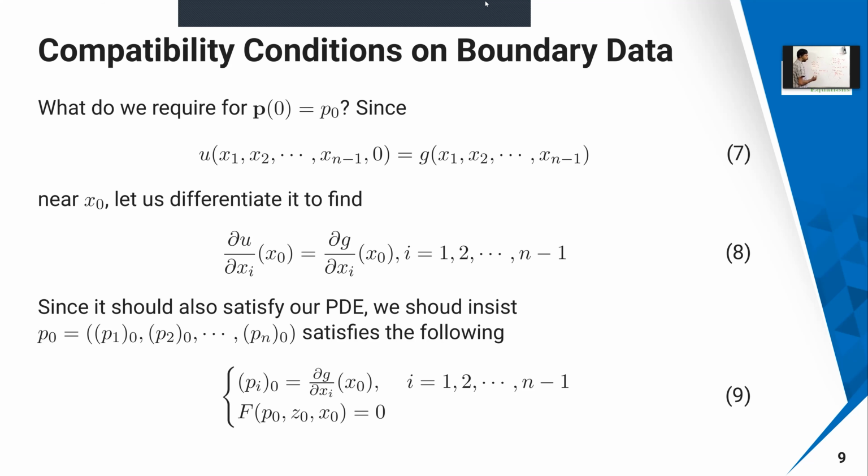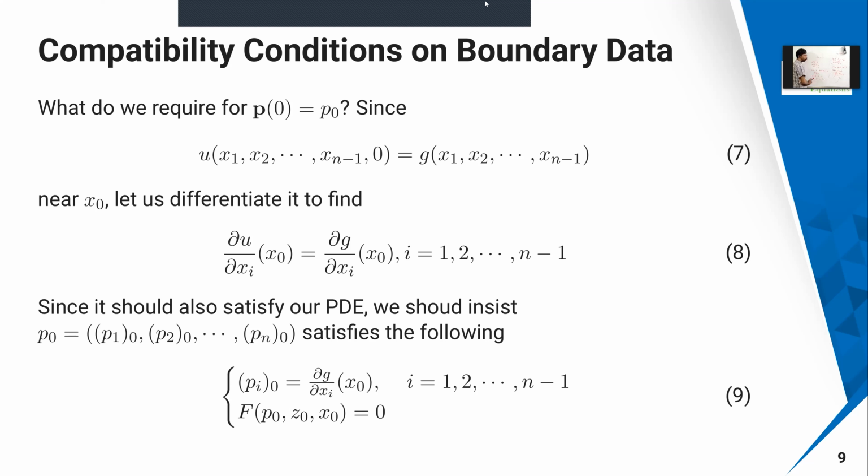Therefore, for p, since g of x naught equals z naught, that implies that u of z naught is nothing but u of x1, x2, etc., xn minus 1, 0. I am just going to choose x1, x2, etc., xn minus 1, because the last coordinate I am going to remove. So this is going to be near x naught.